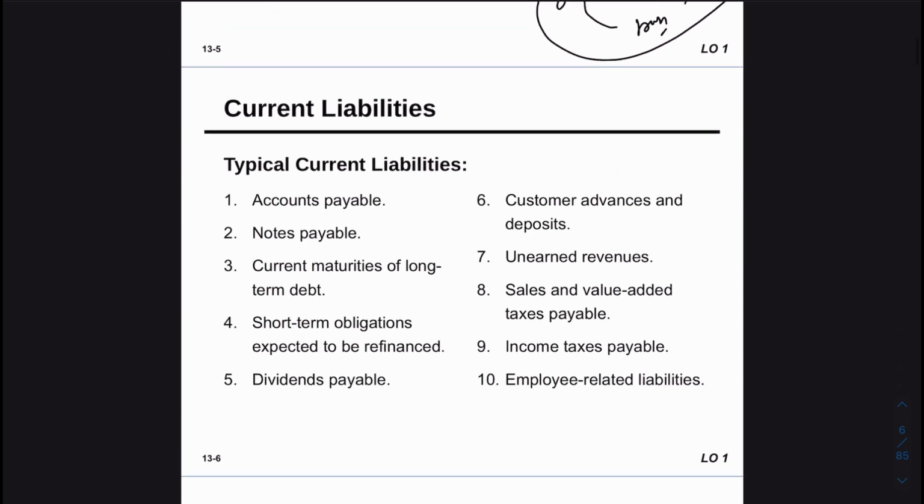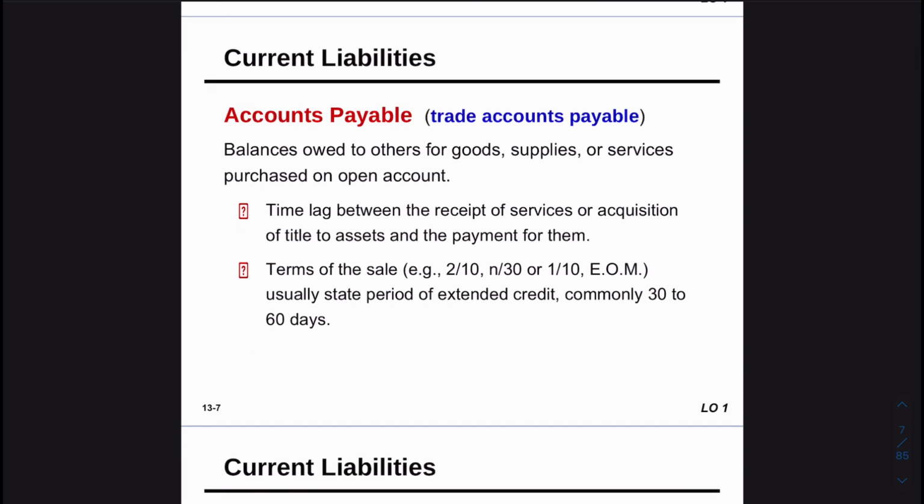Okay, and we have different types of current liabilities. We will look at accounts payable, which you've probably heard about a lot, and sometimes we call it trade accounts payable. Maybe we've purchased goods, supplies, or services on account, and in the future we'll pay for it, so there is a time lag between the acquisition and the payment. Usually the seller will say, if you pay within maybe 10 days, you'll get a discount of 2% or 1%, and usually the net due is in 30 or 60 days.